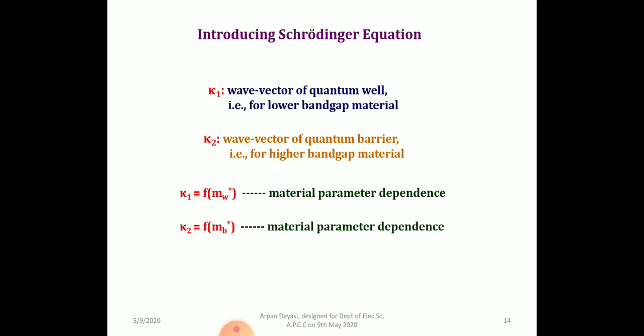So what is kappa 1 and kappa 2? These are the two wave vectors, both have material parameter dependence. And for E less than V0, the kappa 2 is imaginary. Again, we have to think about these factors more carefully.